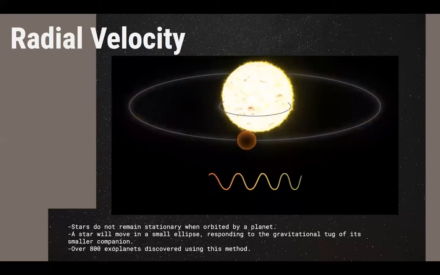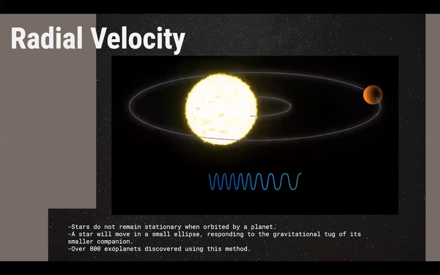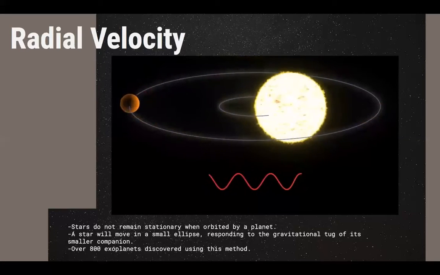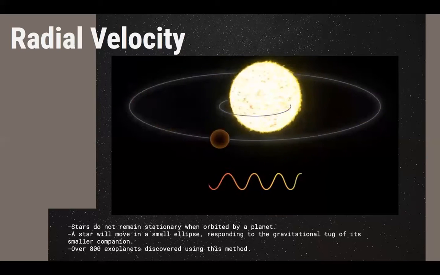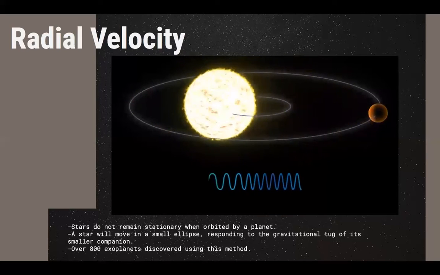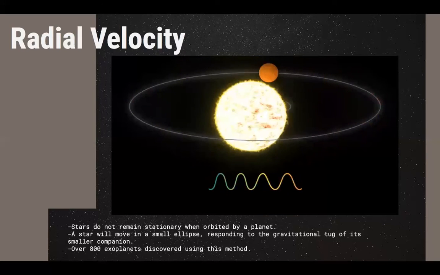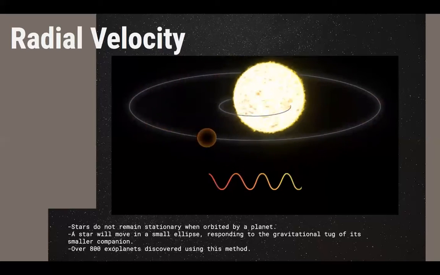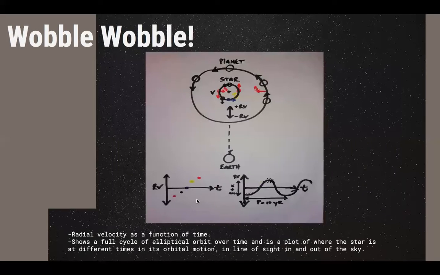Since RV looks at one dimension only, you only see the star moving back and forth, even though it is a projection of that circle. So we watch for the wobble, since it is a star's wobble that can tell you if it has any exoplanets. Over 800 exoplanets have been discovered using radio velocity. Now, what does RV look like in data plots? This lovely drawing I put together shows radio velocity as a function of time and is a plot of where the star is at different times in its orbit.